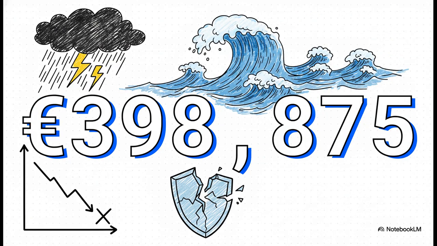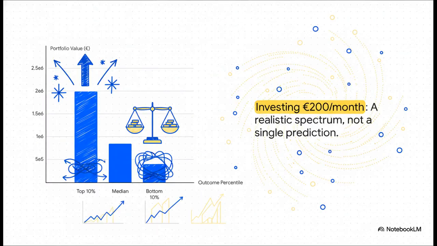And now for the reality check. This is the 10th percentile. This means that in 1 out of every 10 simulations, the final value was this low, or even lower. This is the scenario where you hit a bunch of unexpected storms on your journey. It's not as reassuring to look at, but it is absolutely essential to prepare for. So here's the crucial point. By investing those €200 a month, you have about a 1 in 10 shot of becoming a multimillionaire, a 1 in 10 shot of ending up with less than 400 grand, and a 50-50 chance of landing somewhere around 850K. Now you have a realistic spectrum, not just a single fragile prediction.